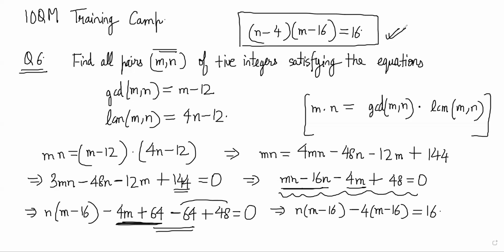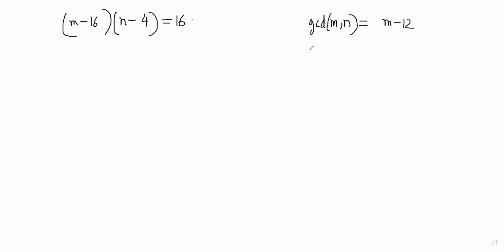This is the equation that we have to solve, and this is pretty easy. However, you have to be a little careful. So let's write it on the next screen. We have an equation like this, m minus 16 times n minus 4 is equal to 16. We have to solve this and find all the pairs of positive integers which satisfy this. Also remember that GCD of m and n was m minus 12, and LCM of m and n was 4n minus 12.